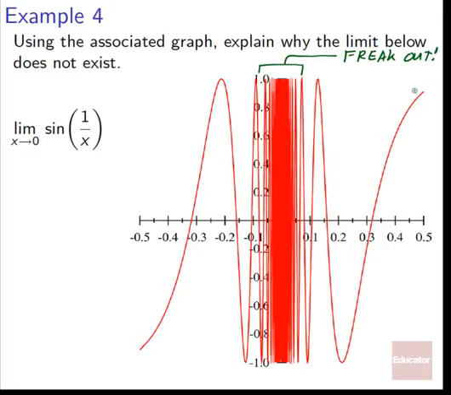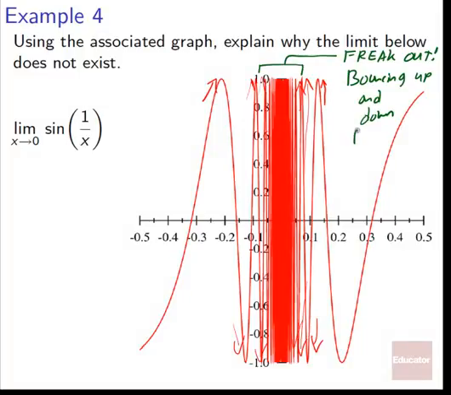So as x gets close to 0, what's going on? Well, notice how we can see that it's going up, and then it goes all the way down, and then it goes all the way up, and all the way down. Same thing on the other side. What it seems to be doing is going up, down, up, down, faster and faster as it gets closer and closer. So it's freaking out. It's bouncing up and down forever.